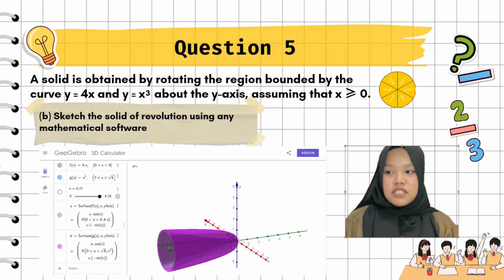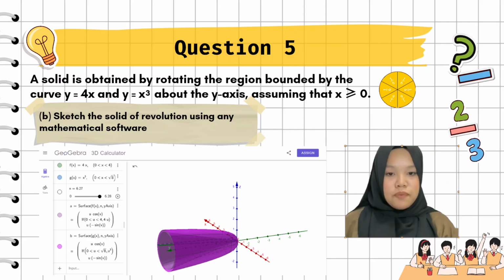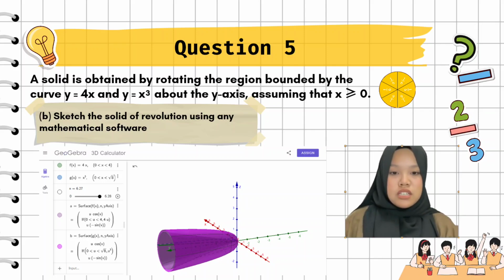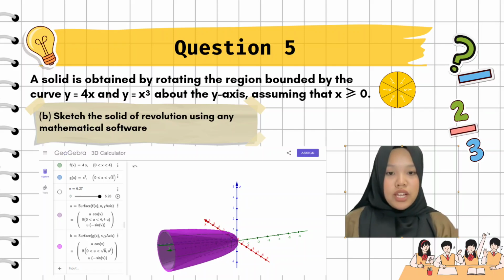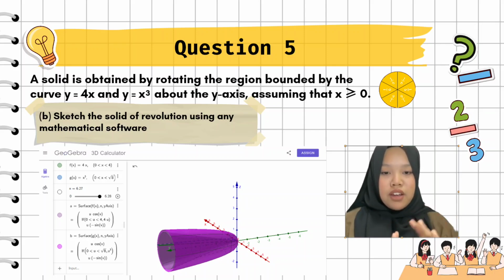For question B, sketch the revolution using any mathematical software. So I use GeoGebra as the software that we can use to draw the 3D solid. Firstly, we need to insert the equations, which are y equals 4x and y equals x^3. So we will get the round shape, which we can see from the manual graph, that we just got the shape from the area between the curves. So we will get the round shape around the y-axis.